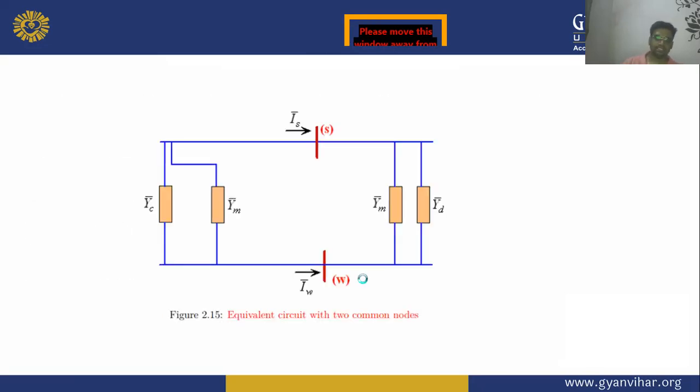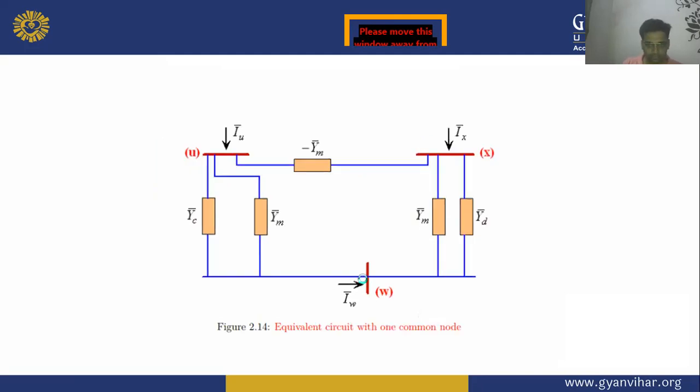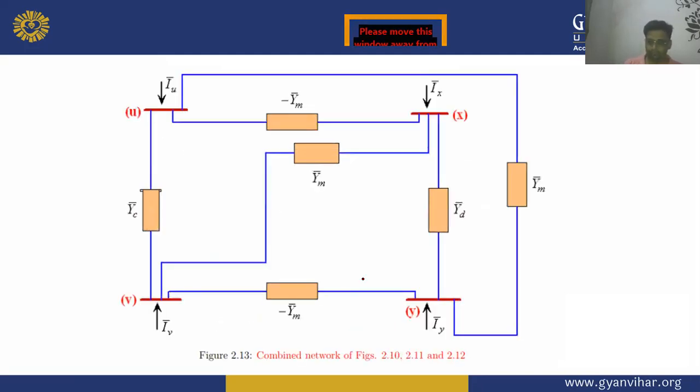Okay, now let's discuss these one by one again. Now in this, what is Ym? This Ym was your mutual coupling between Y bus U and X. This was your mutual admittance between U and X. In reality, the U and X nodes were not connected. Remember, they were not connected.